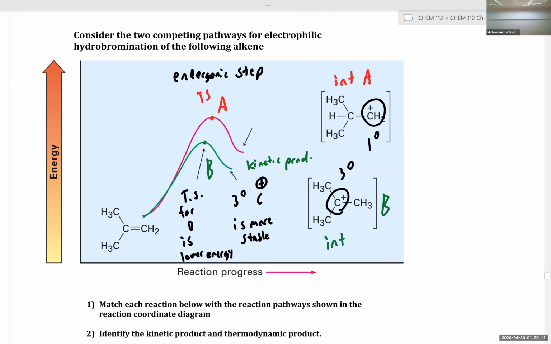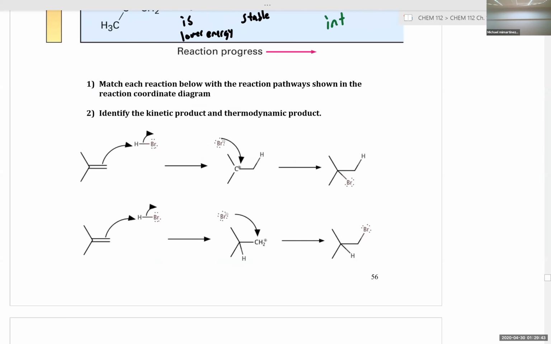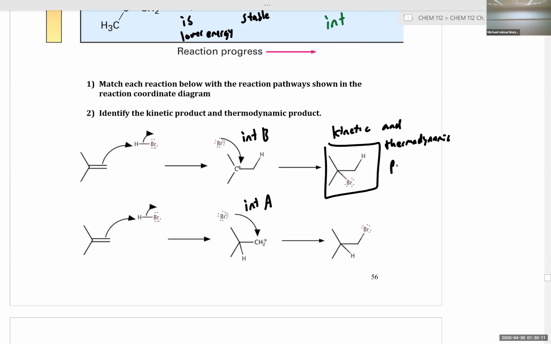What is the thermodynamic product? What's the lower energy product overall? B, yep. So B is the kinetic product and it's the thermodynamic product. So they're not necessarily always different products. Okay, perfect. So everyone's comfortable analyzing these reaction diagrams. So if we're looking through mechanistically, we'd have our intermediate B, our intermediate A. In this case, B, this product here, is the kinetic and thermodynamic product. Perfect. Wonderful.